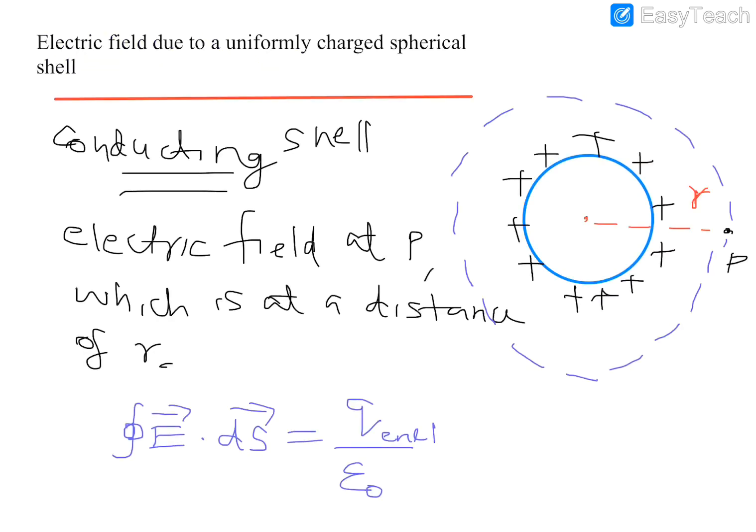So the left side, closed integral E dot ds, is equal to, here we are finding the electric field due to a uniformly charged shell. Uniformly charged means its electric field will also be uniform. Uniform in the sense it is constant. So it is a constant electric field in this case.